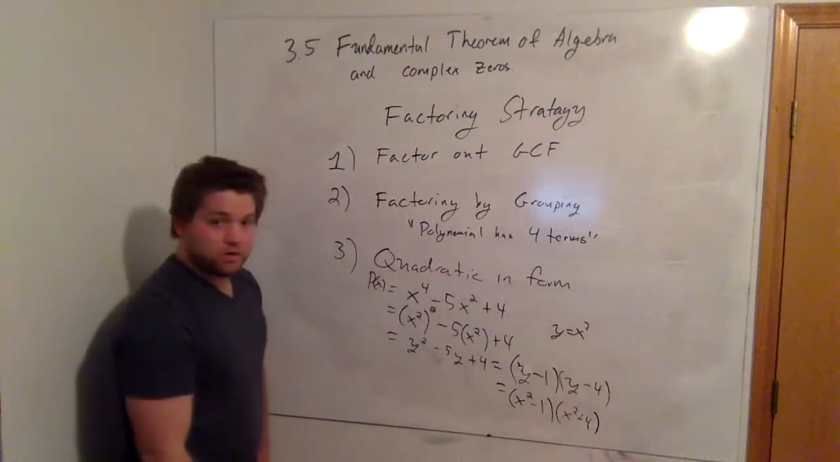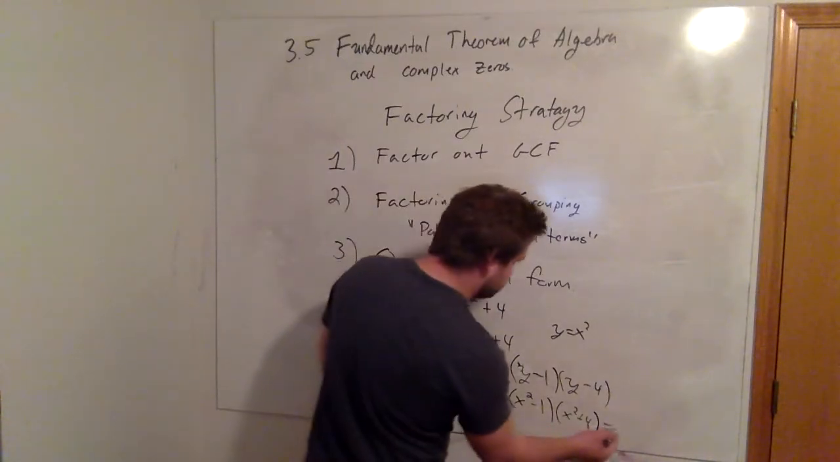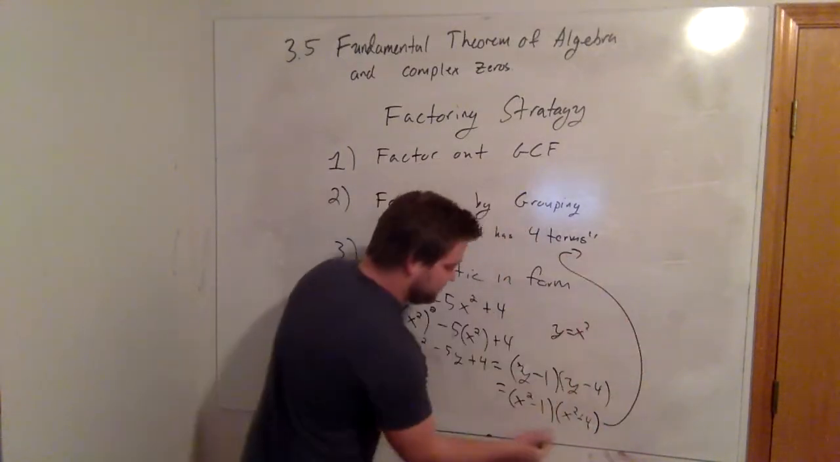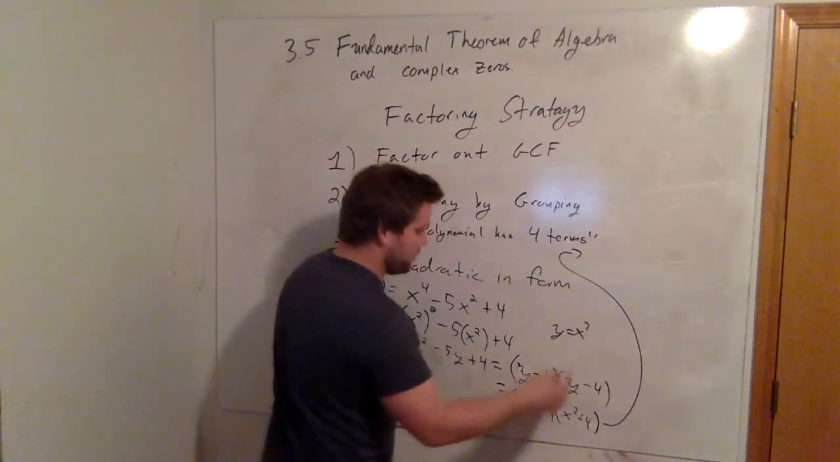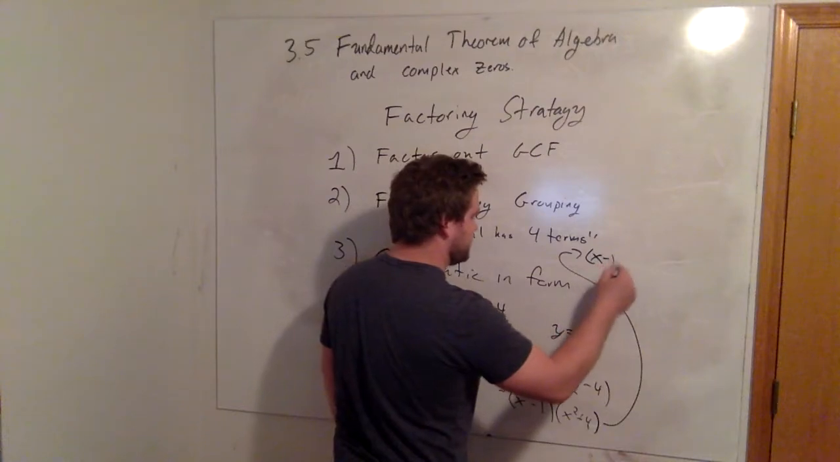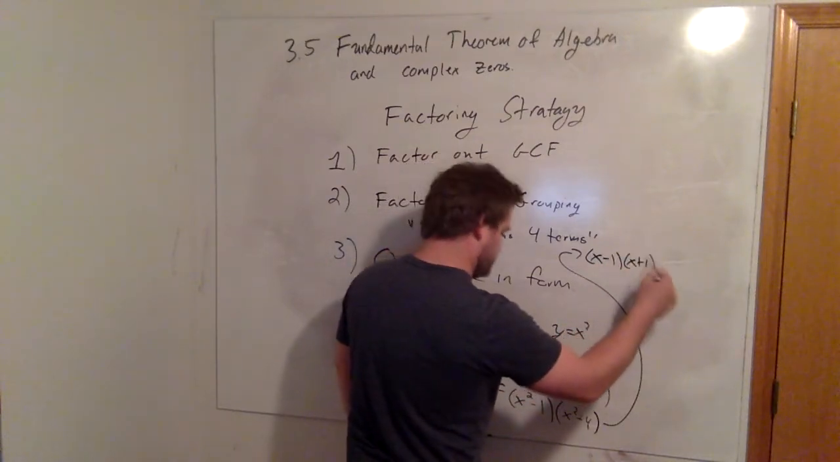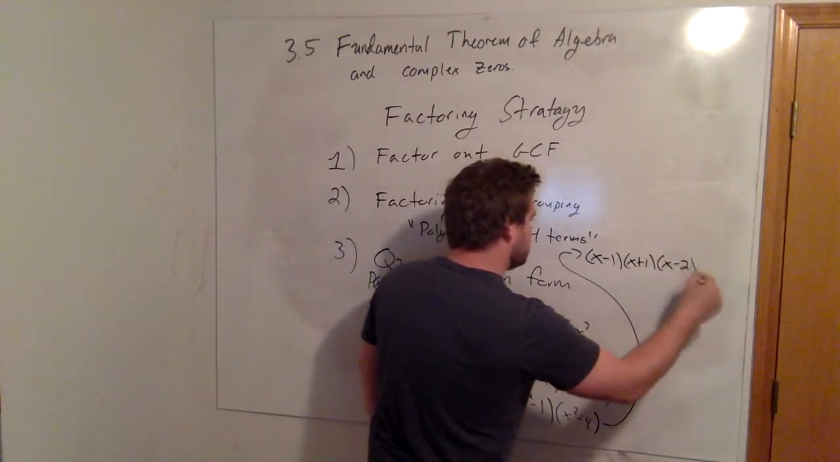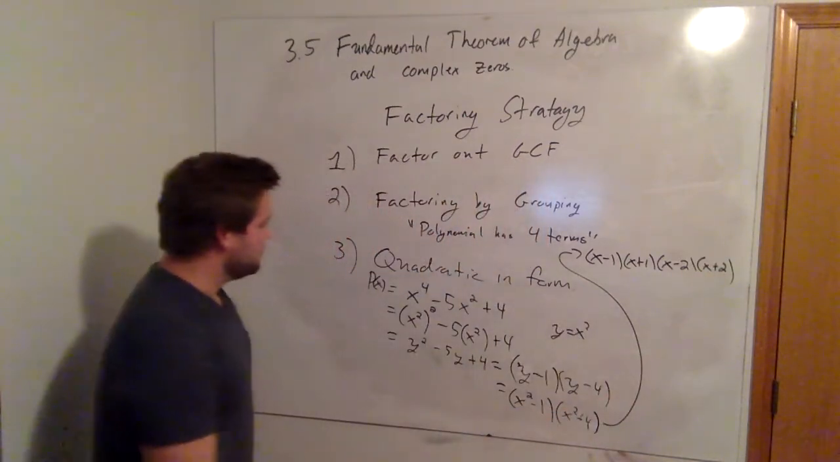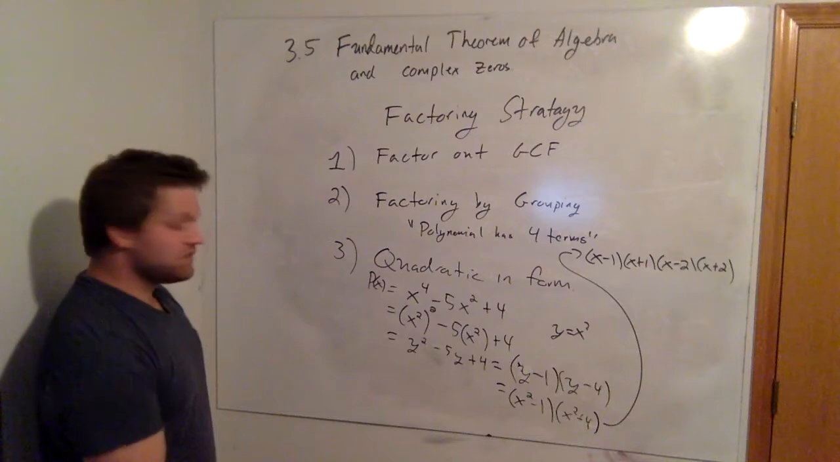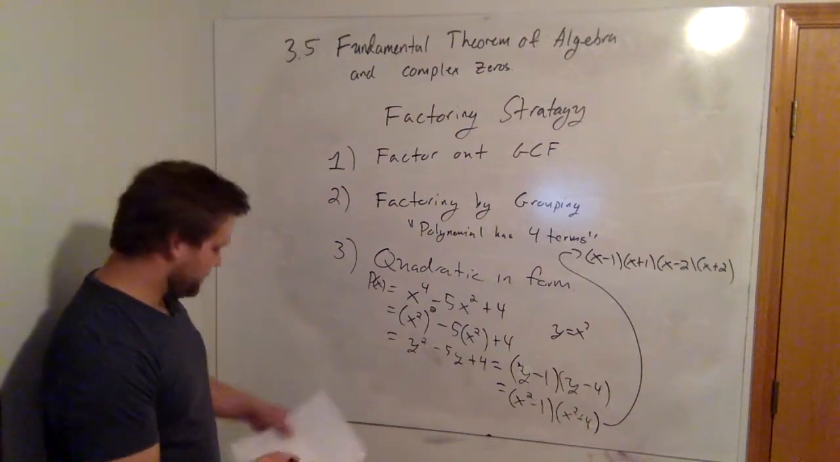And now notice each of these is a difference of squares. So this polynomial factors to x minus 1 times x plus 1 times x minus 2 times x plus 2. So check if something is quadratic in form.